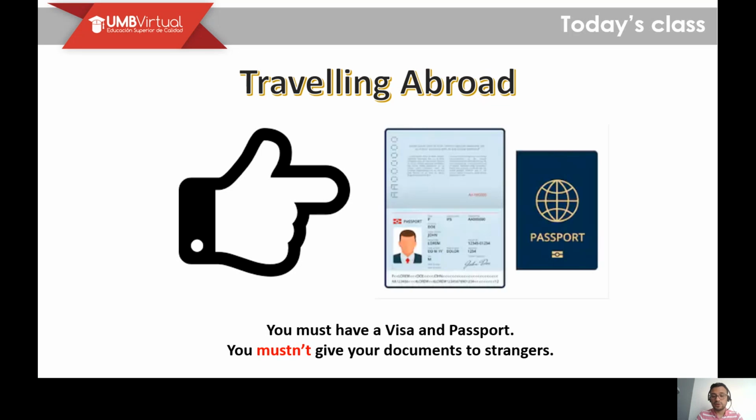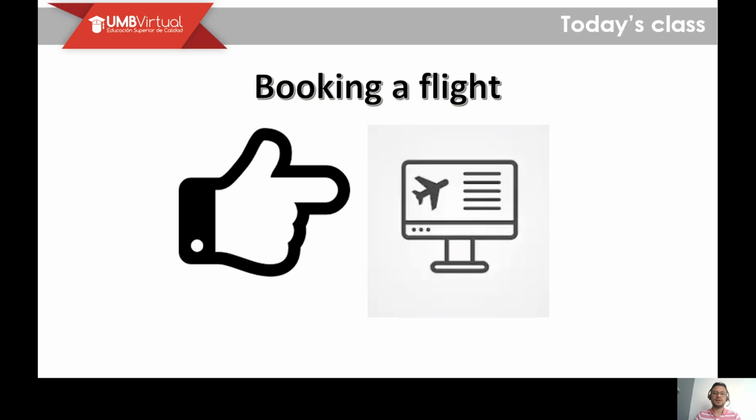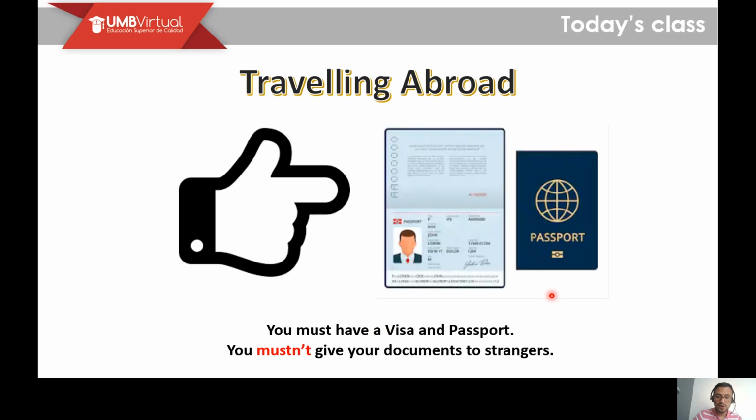This is an example of this modal verb. You must have a visa and passport, or you mustn't give your documents to strangers. Yes, because they are like things that are set for you to not do or just to do. We're using have to. You have to search online first. So look at this. The structure of have to, we use the to in the middle of two verbs, but with must, we don't use the preposition to. We don't use it in any moment. Look at it. Must give, mustn't give, or must have, right?